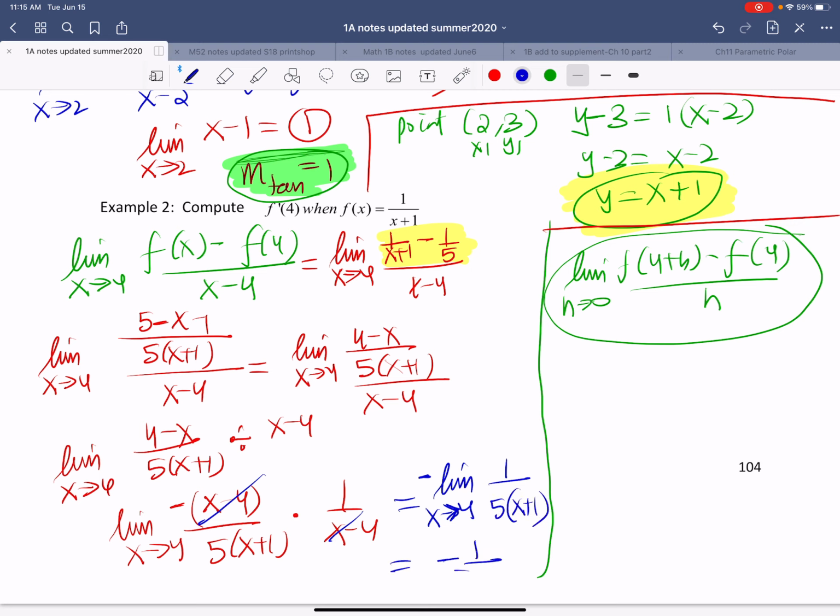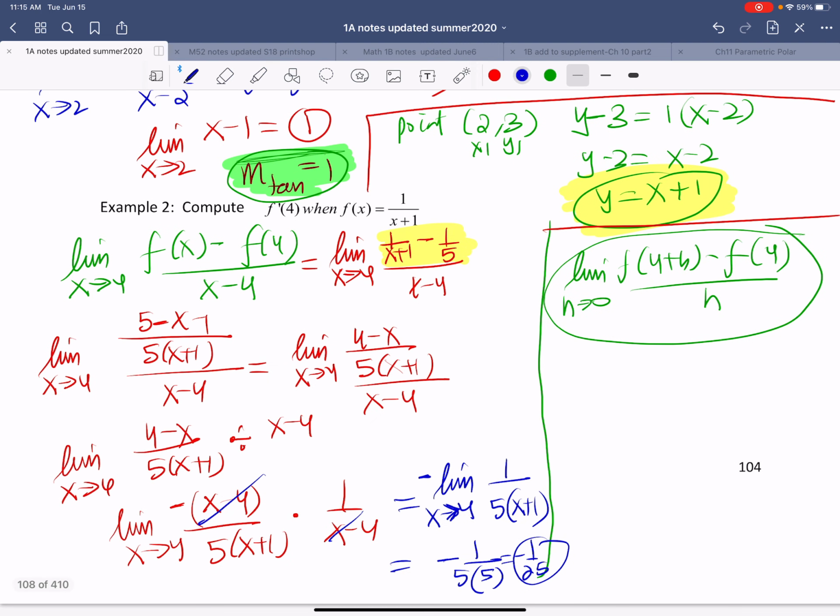So go ahead and plug a 4 in there. 4 plus 1 is 5. So negative 1 over 25 is the derivative at point 4, or slope of the tangent line, or instantaneous rate of change at point x equals 4.